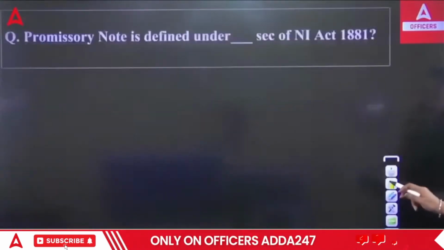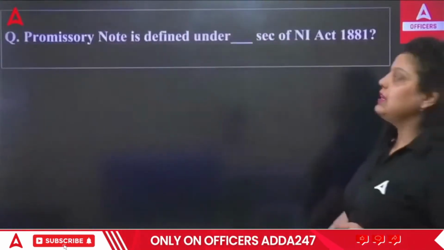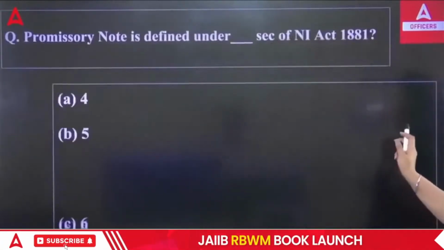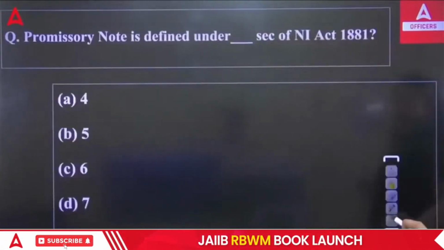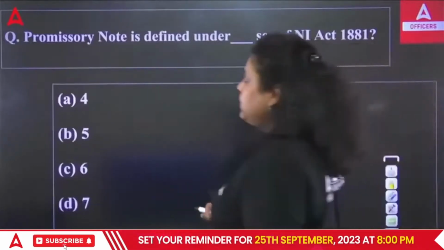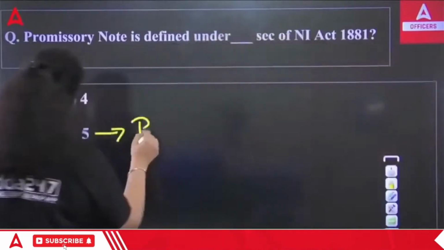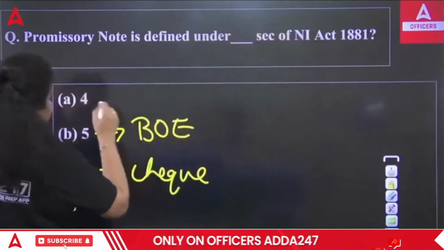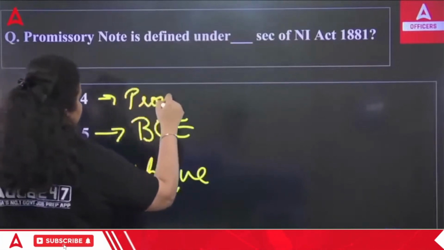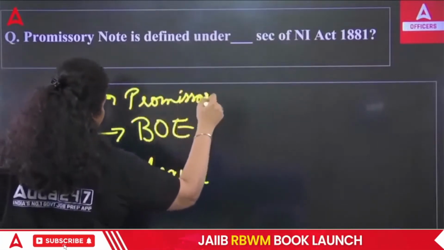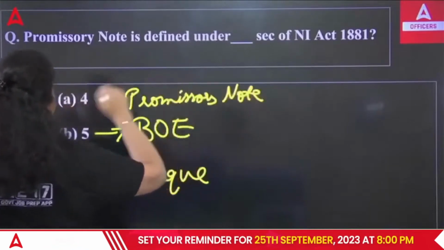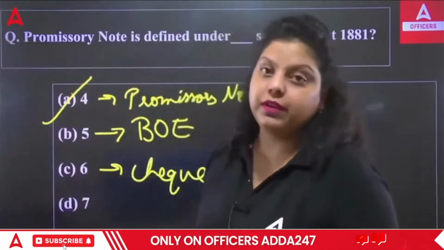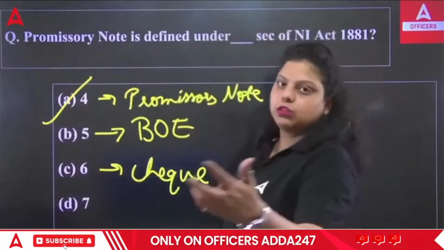Now the next question is talking about the promissory note, defined under dash section of the Negotiable Instrument Act. Which particular section talks about the promissory note? Section 5 talks about bill of exchange, section 6 talks about check, and section 4 talks about the promissory note. Check, you all know, is simply a type of bill of exchange which is drawn on a specified person, or otherwise on demand, right?